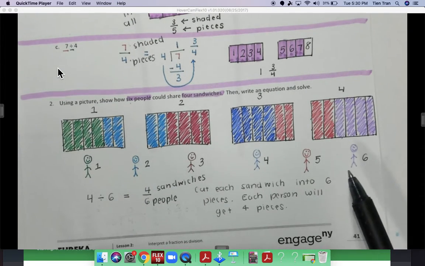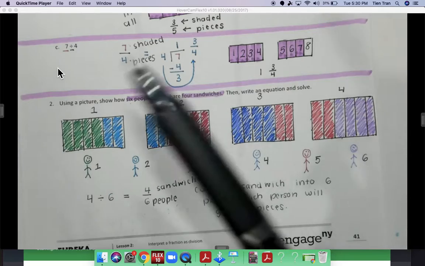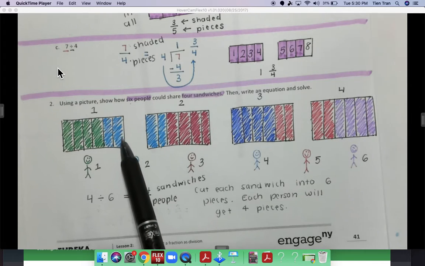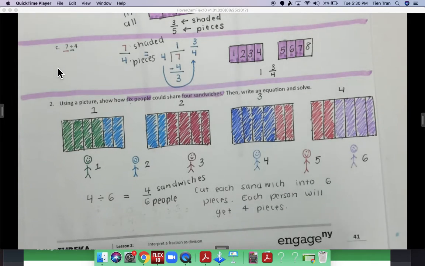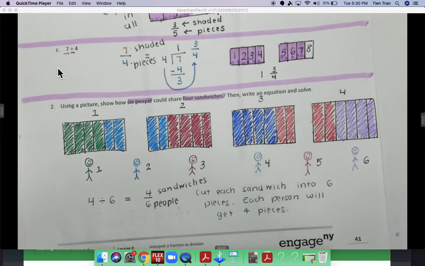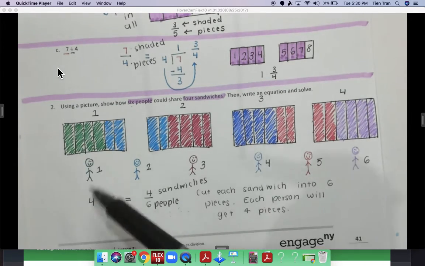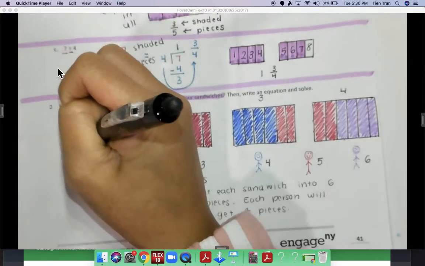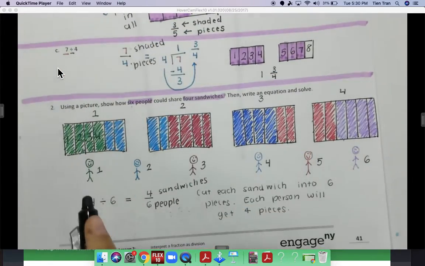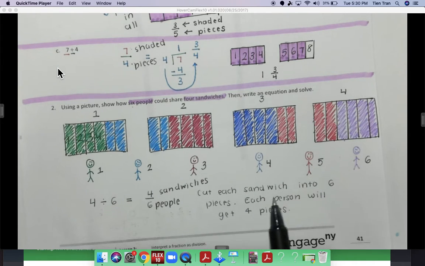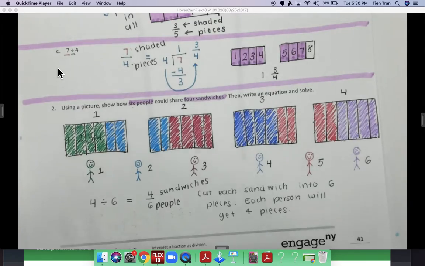So how many pieces does each person get? Very good question. If I were to divide all of these pieces into 1, 2, 3, 4, 5, 6, then I notice that I can give each person an equal piece. But how many pieces? I have 1, 2, 3, 4. So each person would get 4 pieces. So cut each sandwich into 6 pieces, and each person will get 4 pieces.